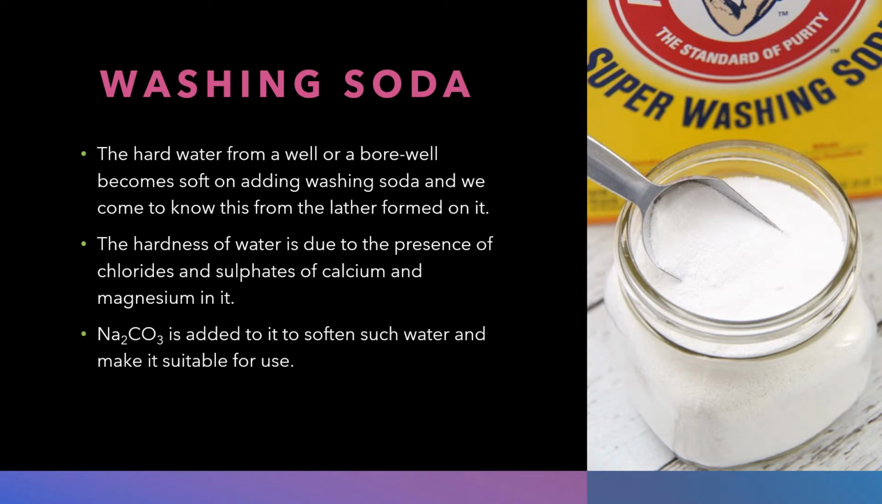So what does this washing soda do? Washing soda, having the chemical name sodium carbonate and the formula Na2CO3, when added to hard water, softens hard water and makes it suitable for use. This is the first thing that the washing soda does to hard water.